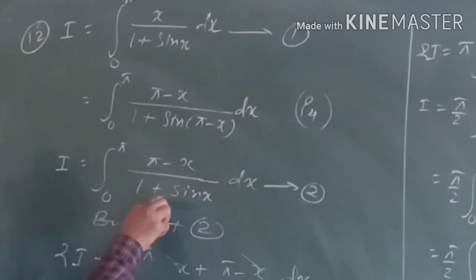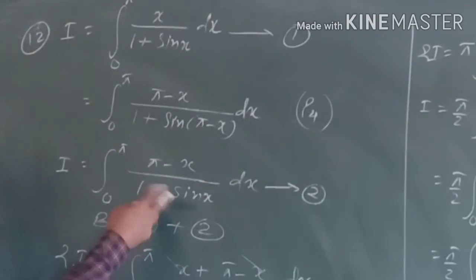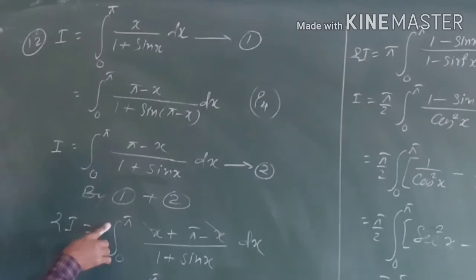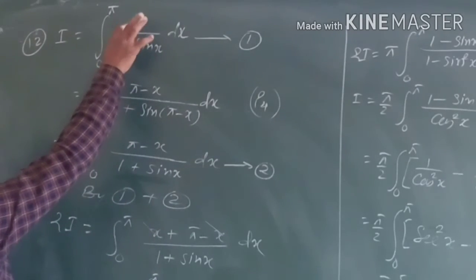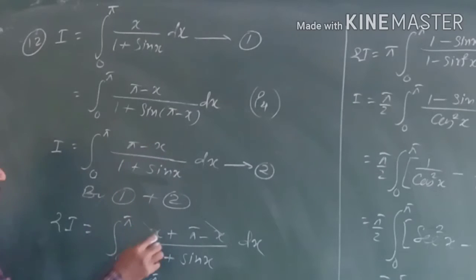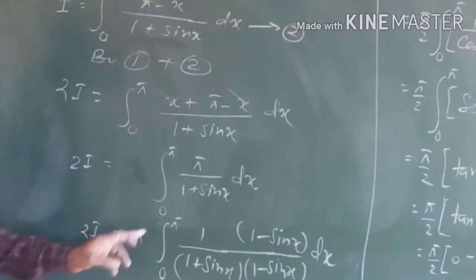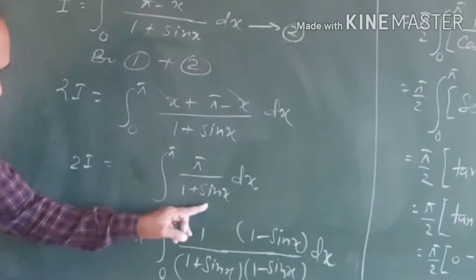So in equation number 1 and 2, the denominator is the same. So by adding 1 and 2, I plus I is 2I, integral from 0 to pi, and the numerator is x and this is pi minus x. So in the numerator write x plus pi minus x, and the denominator is the same, 1 plus sin x. Here plus x and minus x will cancel out, so only pi remains. Since pi is a constant, write it outside, and after that rationalize the denominator.